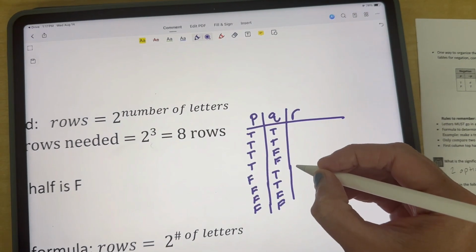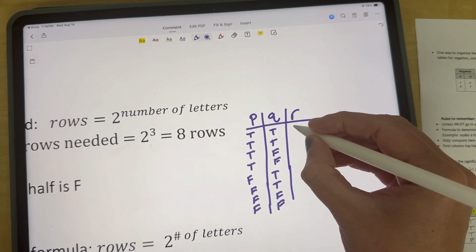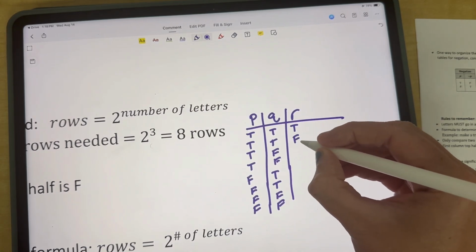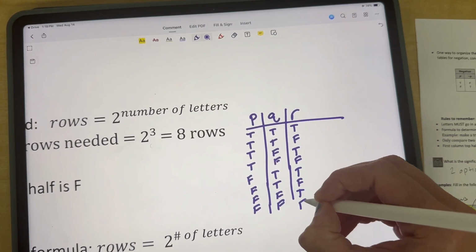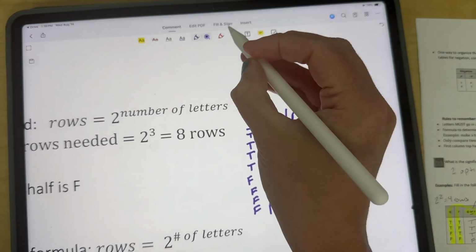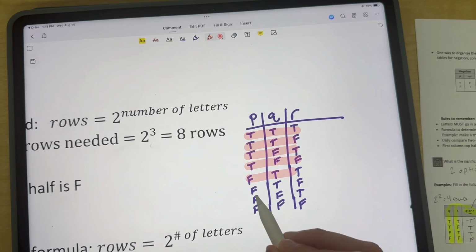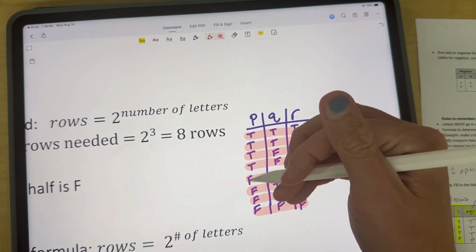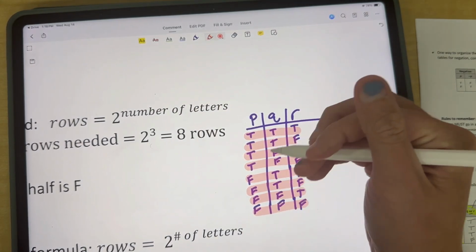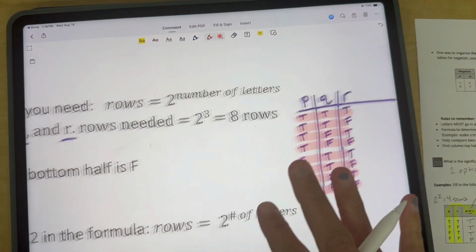In the last column, what do you think happens? If this was 4 and this was 2, the last column is always going to go by ones: T, F, T, F, T, F, T, F. Now this is very unorganized, but these should be in line. Got it? It's a lot. So again, the top ones are all T, the bottom ones are all F. Then instead of 4 and 4, you do 2, 2, 2, 2. The last one goes 1, 1, 1, 1, 1, 1.